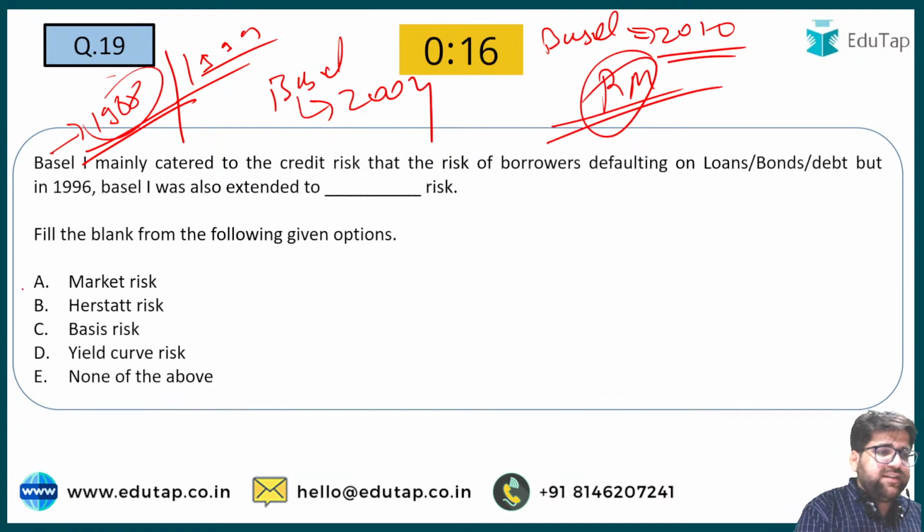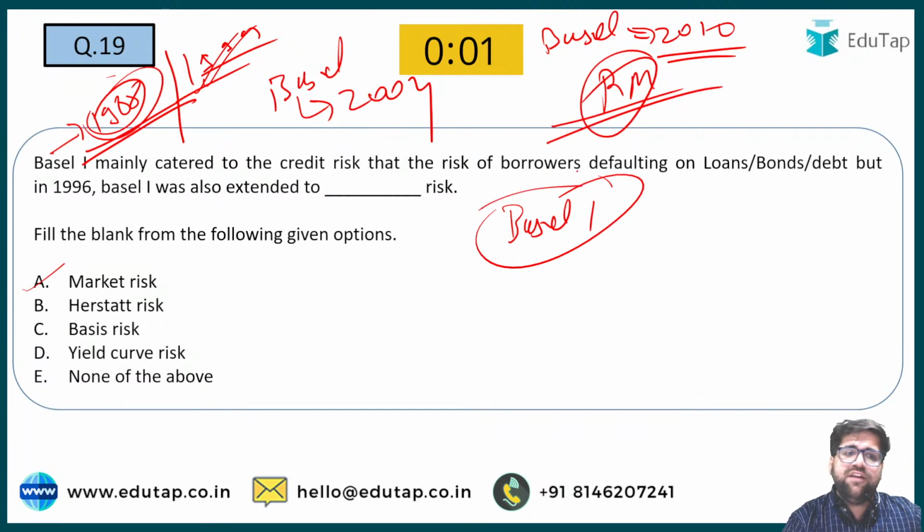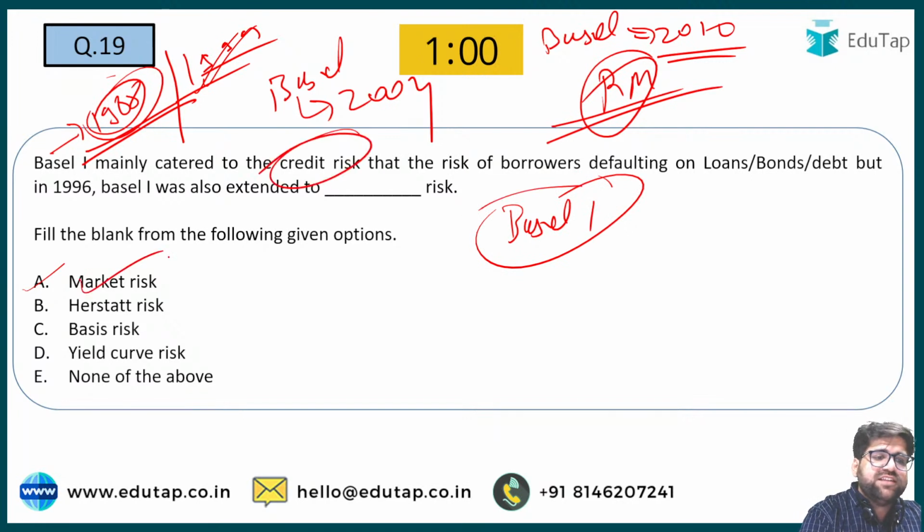Yes, it's market risk. Sorry for so much delay, there was some technical default at my end. Basel norms were first introduced in 1988, and RBI introduced those norms in India in 1999. Under Basel 1, it was firstly catered to credit risk, and later it was extended to market risk. This is also a very important concept.